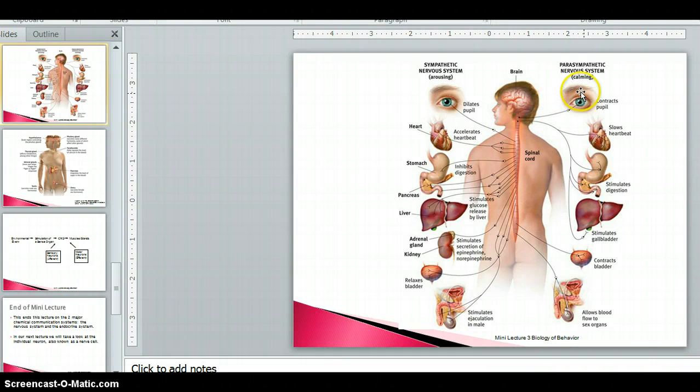In contrast, when the parasympathetic division is activated, our pupils contract, our heart rate slows down, digestion is stimulated, the gallbladder is stimulated, etc. So when we talk about the fight or flight response, these are the actions, and the idea is that mammals have developed this fight or flight response for survival reasons. So what would be the survival advantage that under certain circumstances our pupils dilate, our heart starts to race, our digestion is inhibited, etc.?